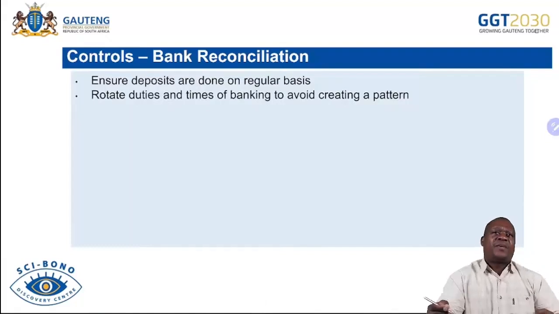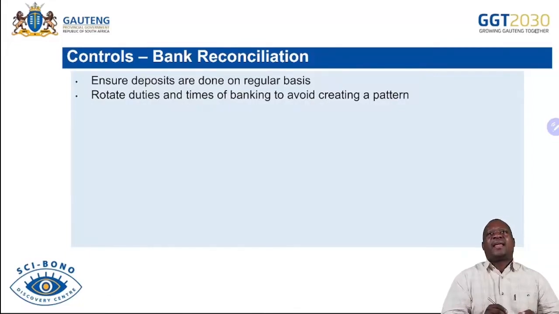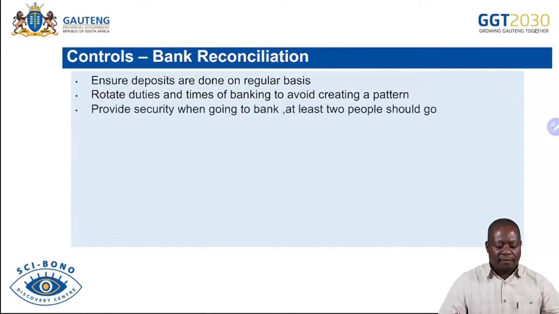Now, when dealing with cash, we also need to rotate the duties and times of banking to avoid creating a problem. Money should not be taken to the bank every day at 10, because robbers are also checking and they're seeing, oh, that's what they do. We are going to pounce at 10. Provide security when going to the bank. At least 2 people should go.